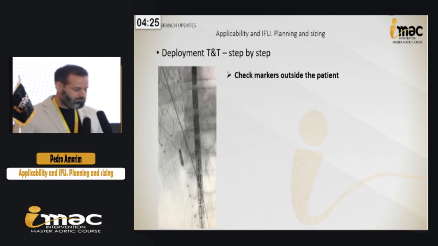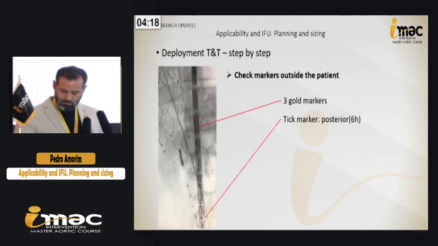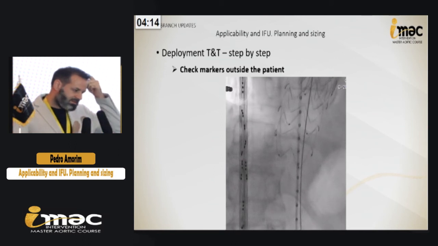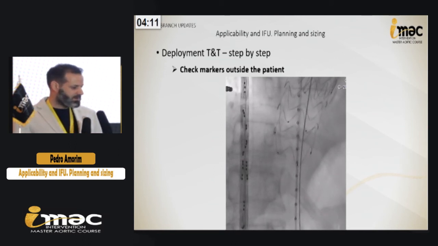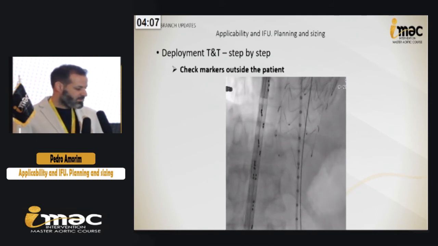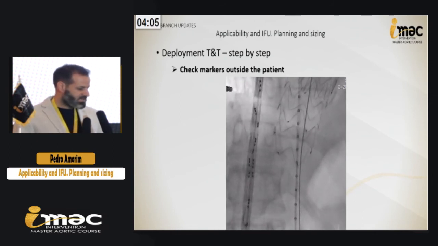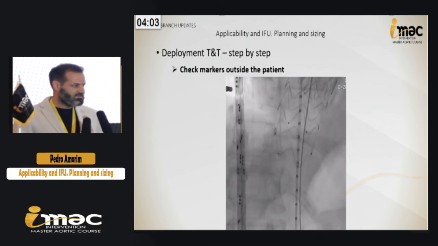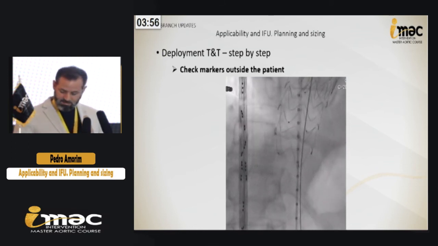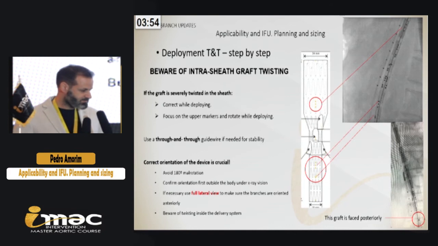And of paramount importance is to check the markers outside the patient, as in this video. This is outside the patient. We must be aware that the device may be twisted inside the delivery system. So we must check how it rotates, how it behaves when we rotate clockwise, anti-clockwise, see the markers, feel comfortable with the device, and just then, afterwards, place the device.